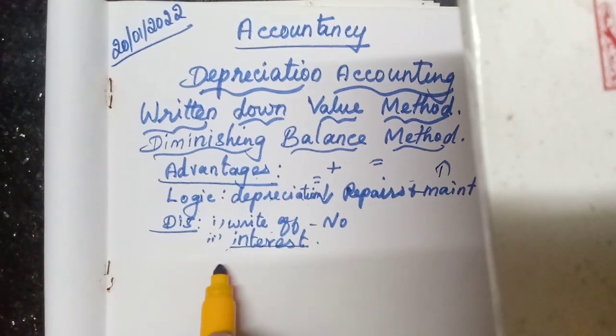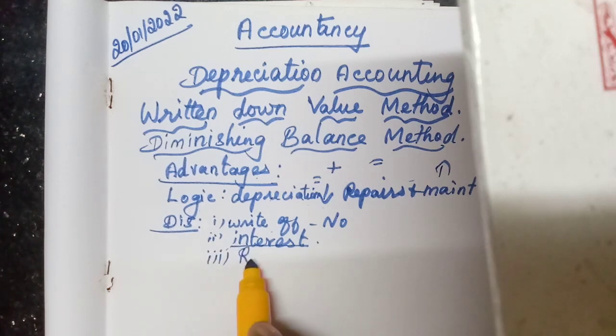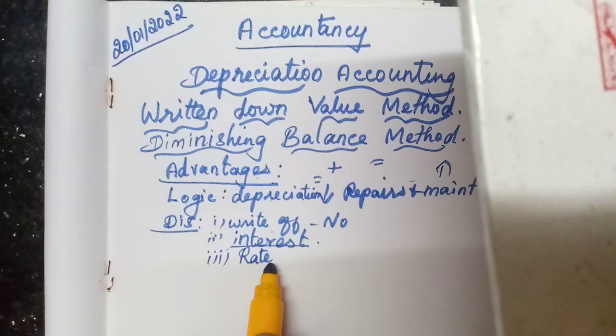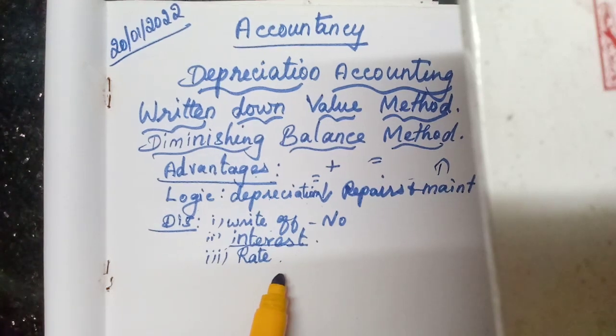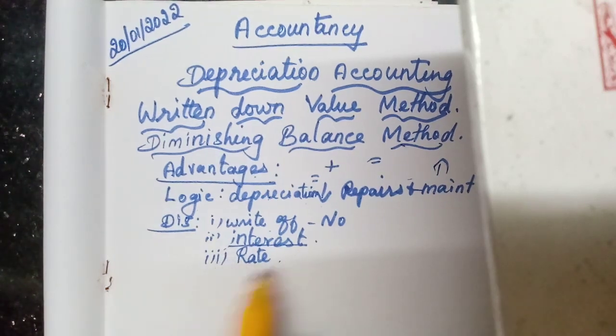Here, it is very difficult to calculate the rate of depreciation. But in the straight line method, we can very easily calculate the rate of depreciation by applying the formula: amount of depreciation divided by original cost into 100. But it is very difficult to calculate the rate of interest under this method.